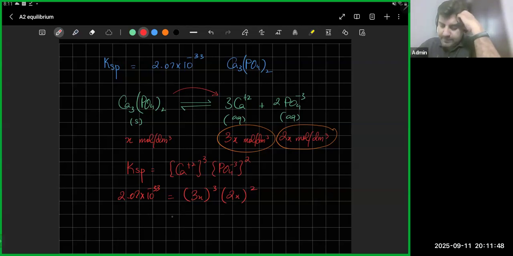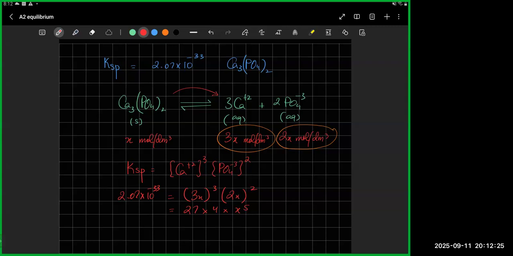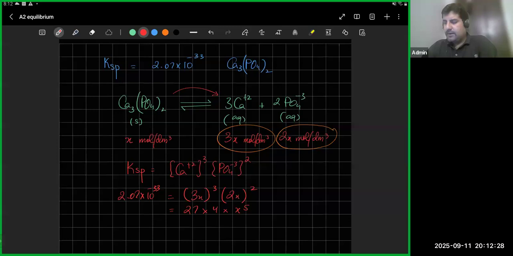And that would make it 3 cubed here. That's 9? So 3 cubed is 27. And 27 times 4, that's 108. x cubed times x squared gives x to the power 5, and 2 squared would be 4. Let me confirm, what is 3 cubed? 27, yeah, 27, right?